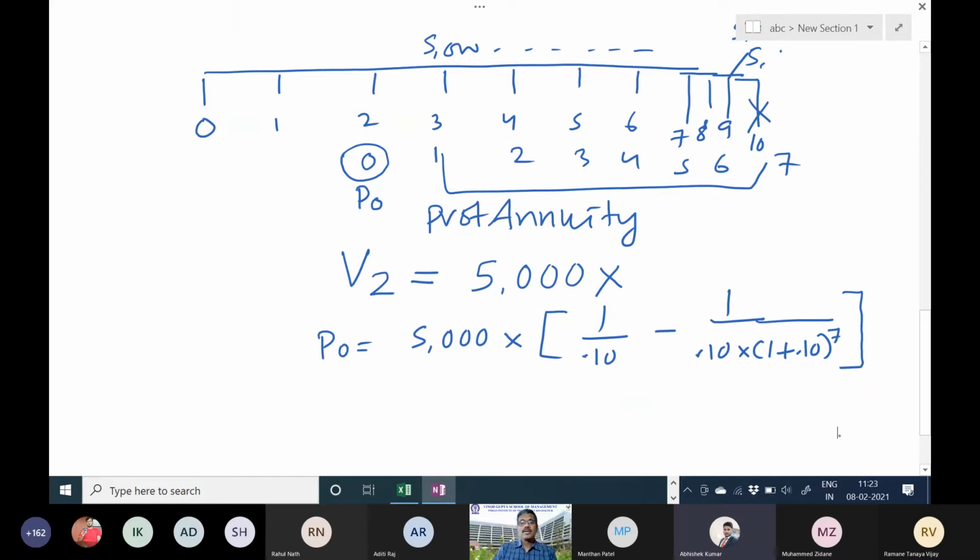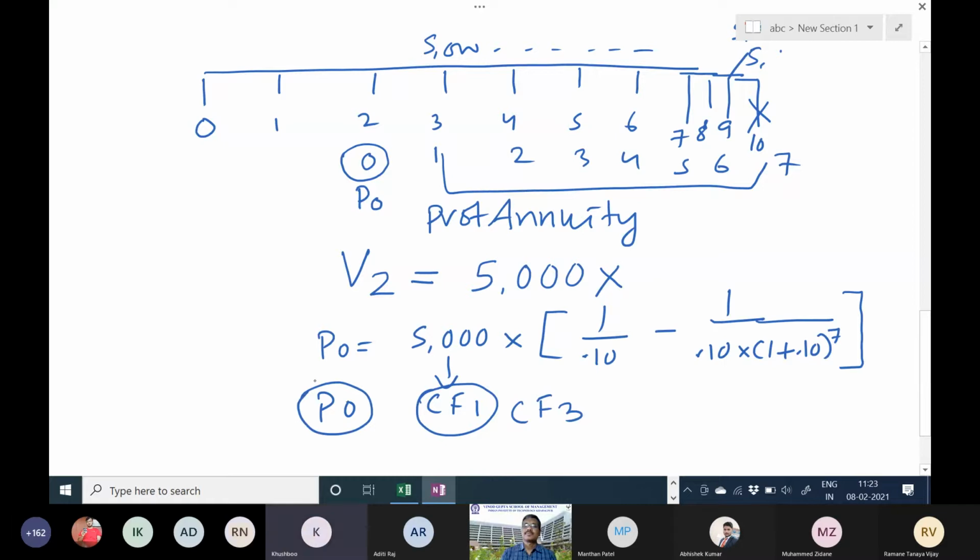That means what you have taken, this is your cash flow 1, and this is your P0. If this becomes cash flow 3, what will become this one? P2. That's why I was talking about V2 here. P and V, I am taking as synonyms here.